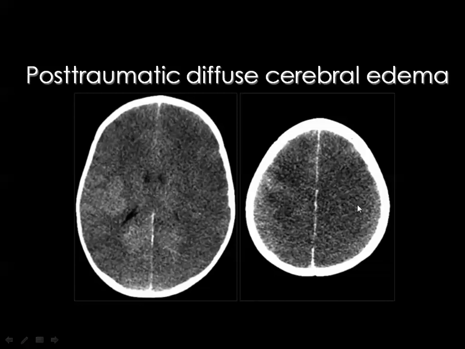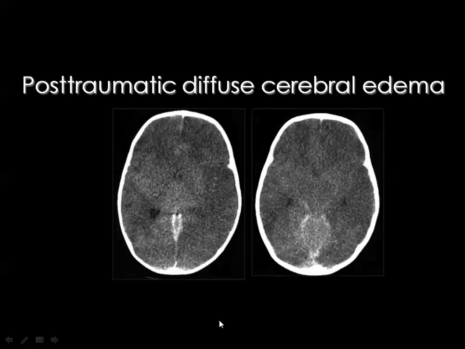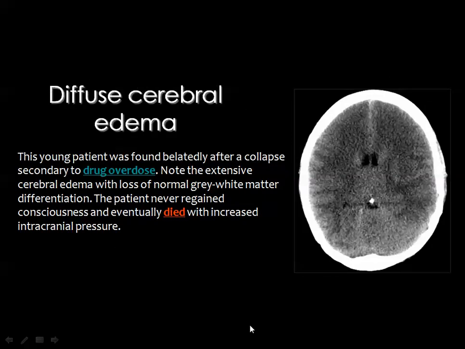There is a swelling of the brain, loss of the cortical sulci and fissures, diffuse hypodensity of the brain parenchyma with loss of the differentiation between the gray and the white matter, as well as attenuation of the cerebral ventricles. And this is also a case of post-traumatic diffuse cerebral edema with the same findings: loss of the gray-white matter interface, effacement of the cortical sulci and fissures, attenuation of the ventricles, and this is post-traumatic.